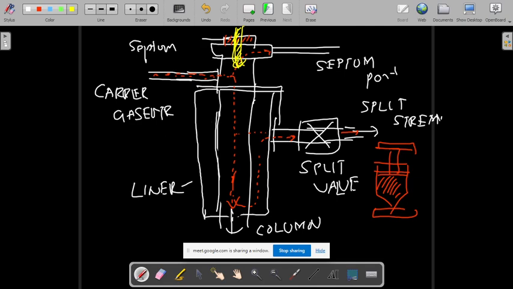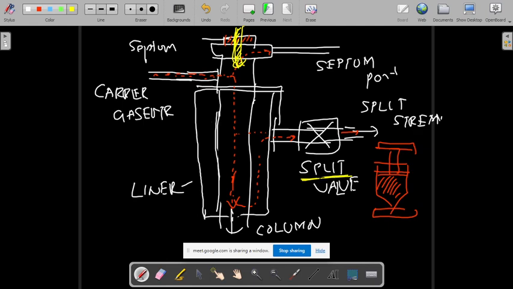The details of all these things we'll see in the next class, because if I start now it will not be possible to complete this particular thing. You have two things: split and splitless operation. If it is split operation, the split valve is open. That is called the split injector. If the split valve is closed, it's called splitless.